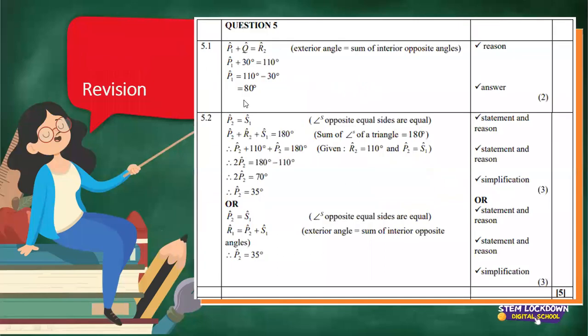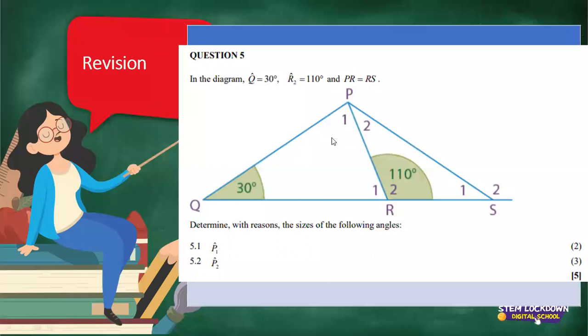Okay, our P1 is what? 80. Because exterior angle is equal to the sum of opposite interior angles. So P1 plus Q equals R2. Exterior angle is equal to the sum of opposite interior angles. So these are the two interior angles. So 30 plus P1 must give us 110. So P1 equals 110 minus 30, and that's what?